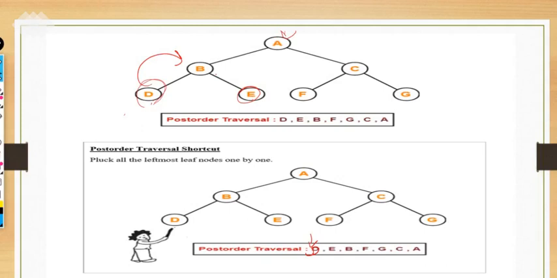First you have to check, is there any left or right of E available? Is there any left? No. Then come back. Is there any right? No. Then you have to print this root node as E. Right? So first you have to print the leaf nodes here in the post order. Okay, so that's the concept here.